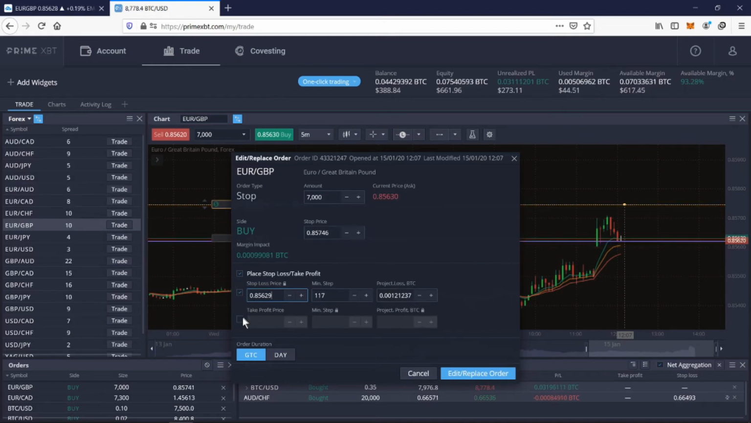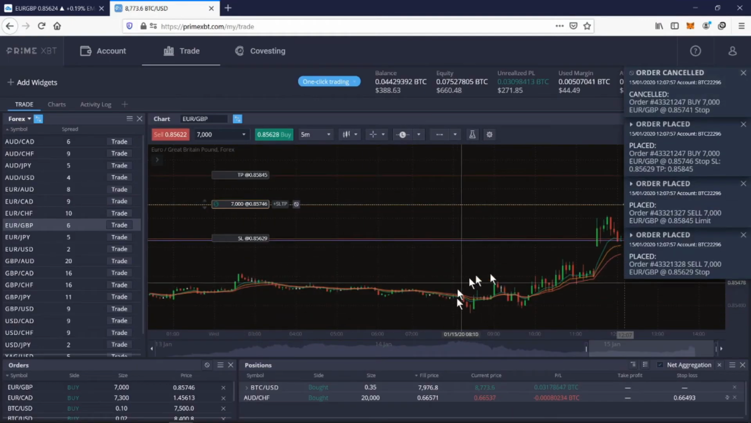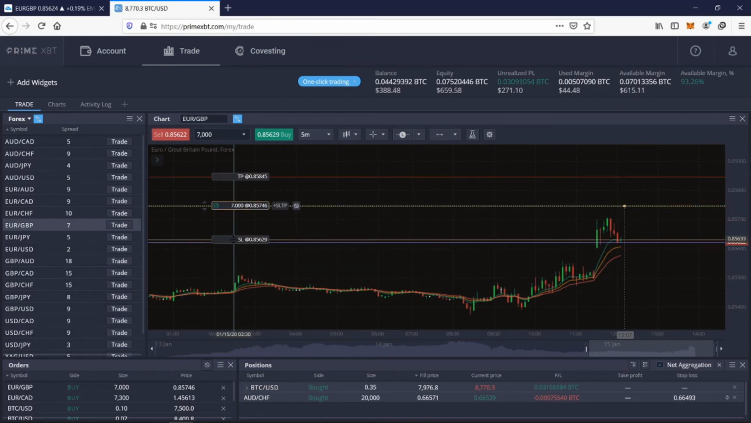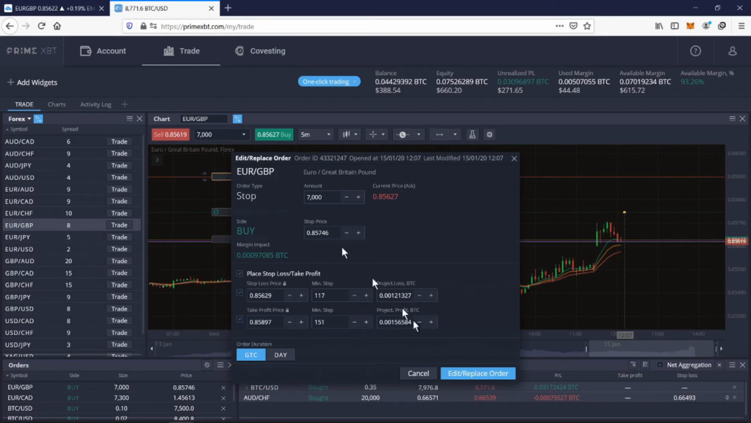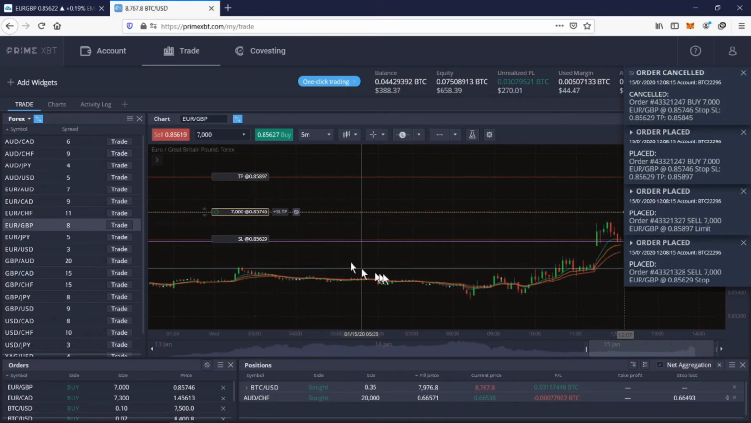85629. Okay, then my profits, again, I'm going to be looking for about 100% profit on this one. So let me go to about there. All right. Edit, replace order, confirm. Okay. So there you can see I've got my stop loss in, I've got my take profit in. Take profit is a bit less than my risk there, so I'm actually going to just push that up to about there. Okay, confirm that. All right, so we've got 2 trades that are set up.